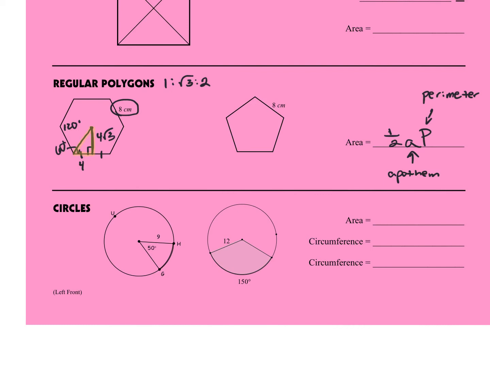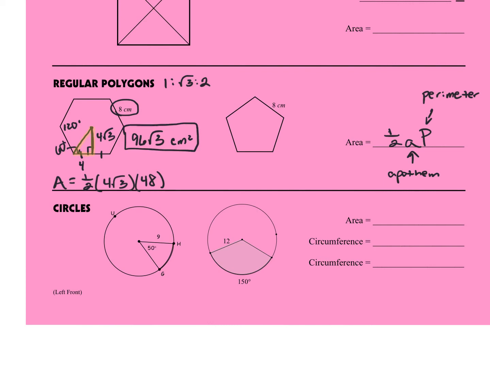Now we actually have the numbers that we need, so this area is going to be pretty easy. Our area is going to be 1/2. Our apothem, we just found it, was 4 radical 3, and the perimeter, there's 6 sides in the hexagon, and each side is 8, so our perimeter is 48. So if we just multiply this across, I like to do 1/2 times 4 is going to be 2, and then that 2 times the 48 will give me a 96. So the area of this is going to be 96 radical 3, and ours is centimeters, so we'll say centimeters squared.